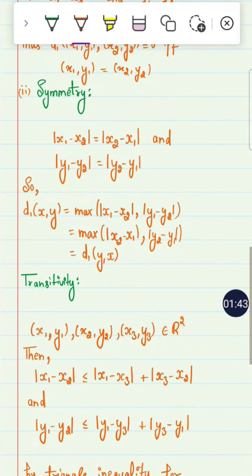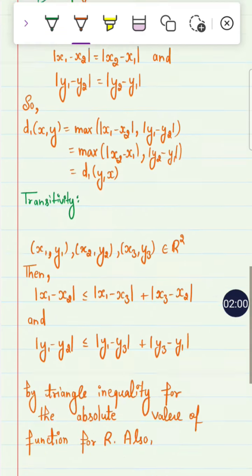Now for symmetry, we have |x1 - x2| is equal to |x2 - x1|, and |y1 - y2| is equal to |y2 - y1|. After taking the maximum, there is no difference, so this gives you d1(x, y) is equal to d1(y, x). This gives you the symmetric property.